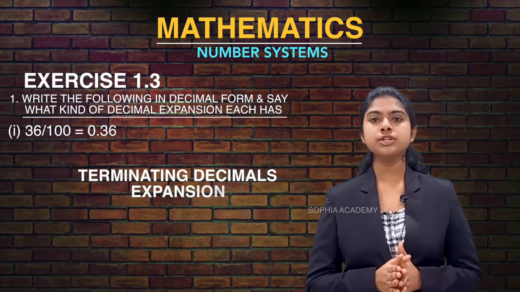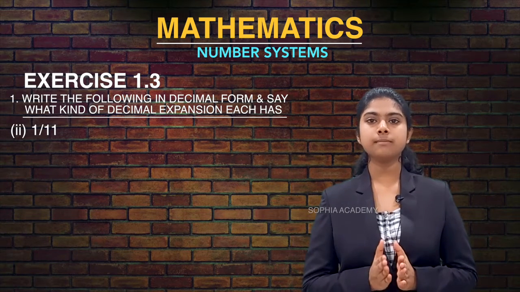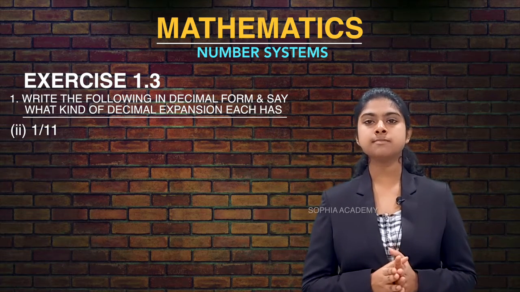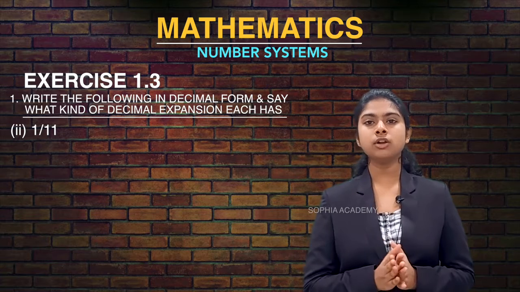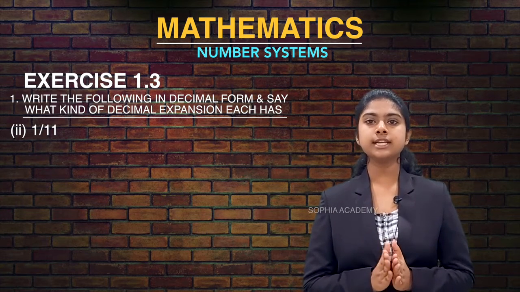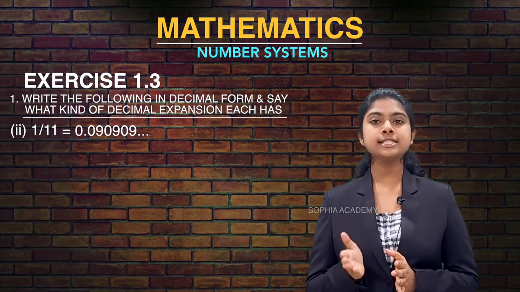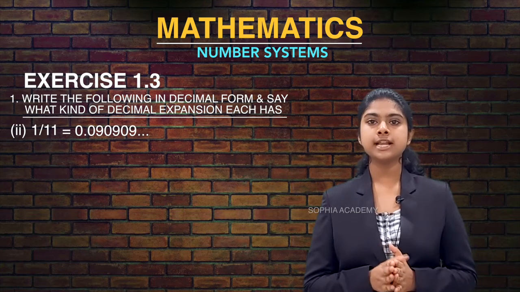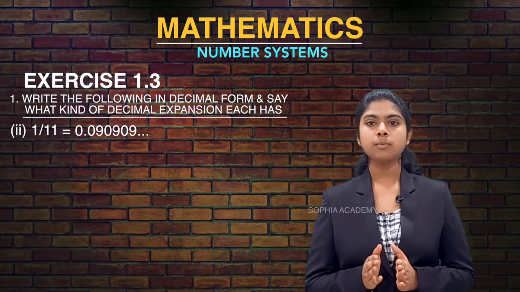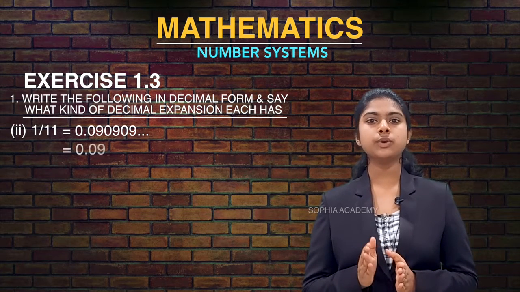So, the second subdivision of the first question is dividing 1 by 11. We are to find the decimal expansion for this and then say what type of decimal expansion it is. Doing the long division process, when dividing 1 by 11, we get 0.090909, and this keeps on repeating. So the decimal expansion of 1 by 11 is 0.090909, which can also be written as 0.09 bar.